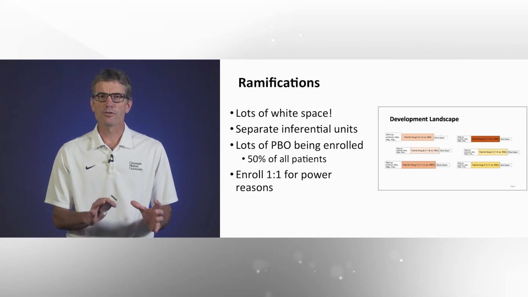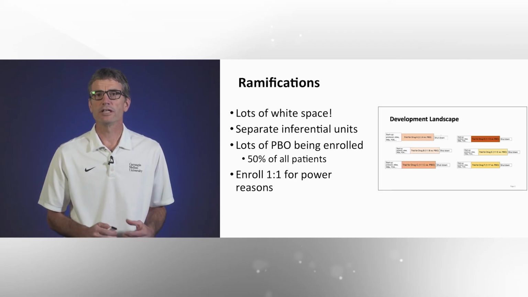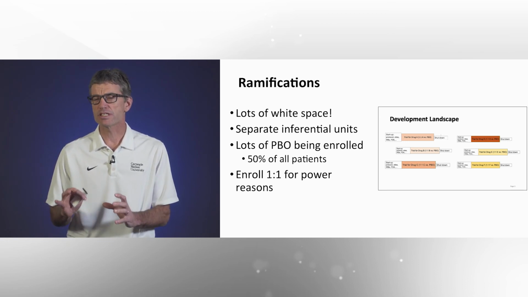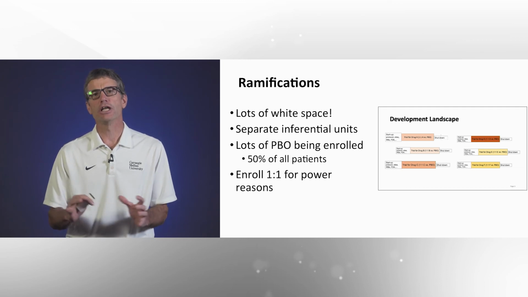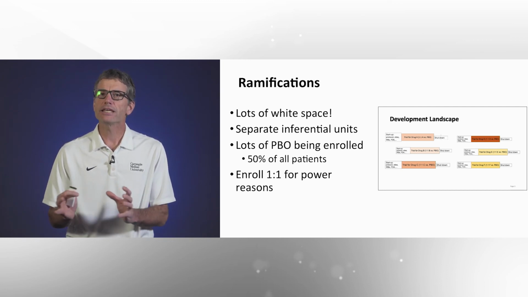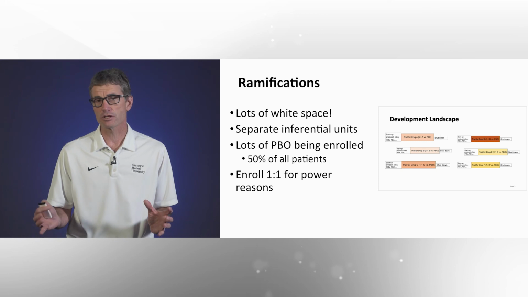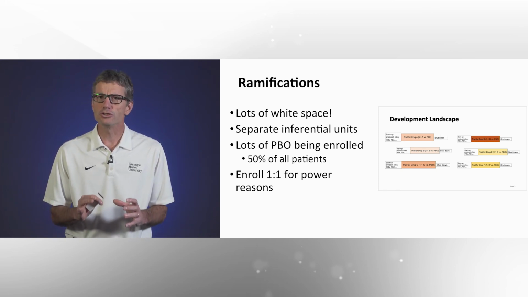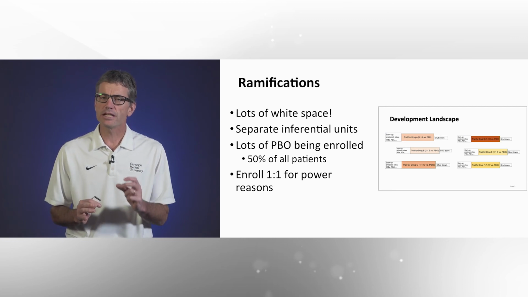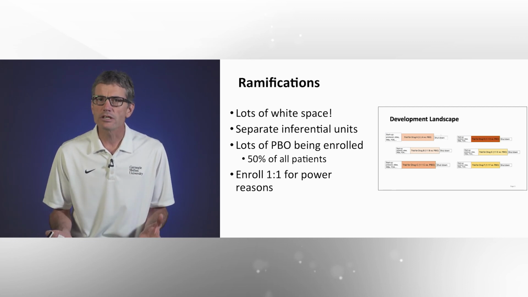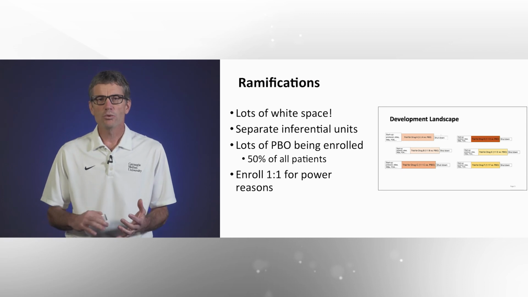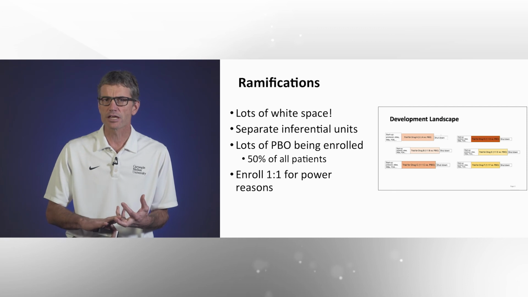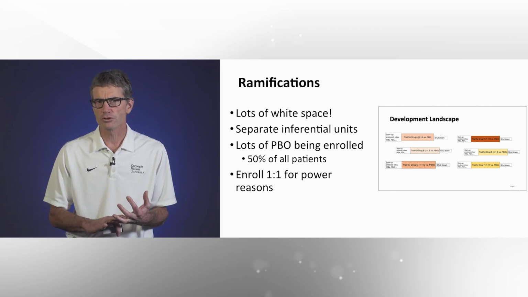Here's an example of the ramifications of the solo development. You can see on the right the 6 different agents being run separately in their trials. First of all, there's a lot of white space. There's a lot of planning and shutting down for all of the different trials. We've reproduced the same thing 6 times. They're separate inferential units as well. None of the data from the first trial contributes to the inferences from any of the other trials. We have different protocols, inclusion-exclusion criteria, different visit schedules. These are separate inferential units.